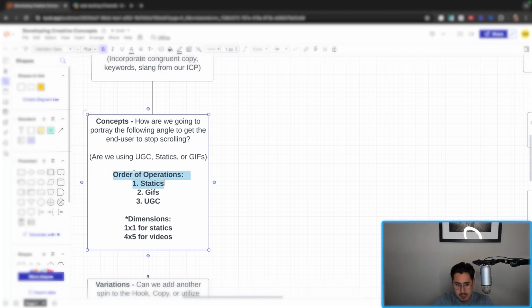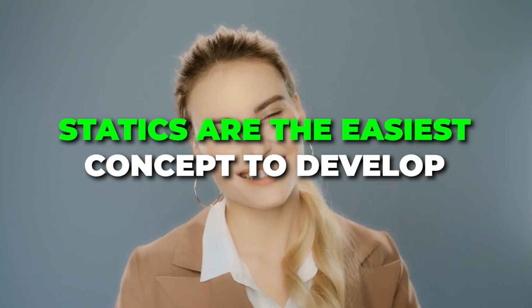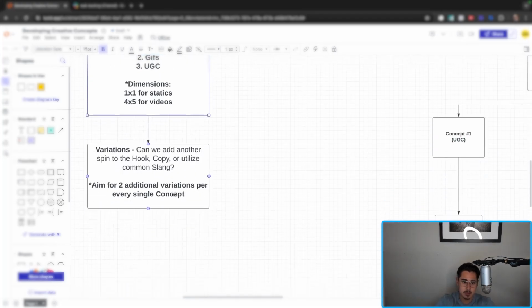Now, order of operations. Statics are by far the easiest concept to develop because it only takes a fraction of the time. Vice versa with the GIF, there's more post-production required, but it's still way more efficient than UGC. UGC takes an average deliverable time of anywhere from 2.5 to 4 weeks, there are a lot of issues to be had, and there's no guarantee you'll have a winning advert from it. I've been able to test more concepts with static images, hence during Q4, Black Friday, Cyber Monday, the majority of our portfolio we scaled with just static images. And these are evergreen ones we built back in Q1.